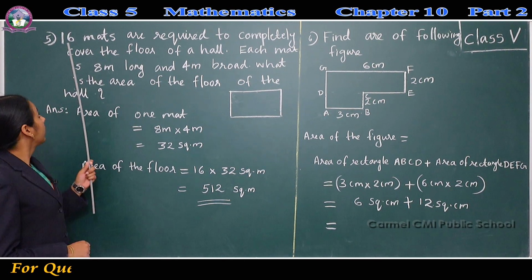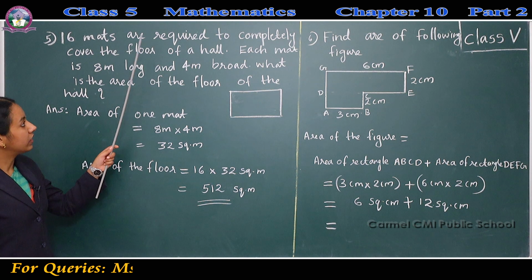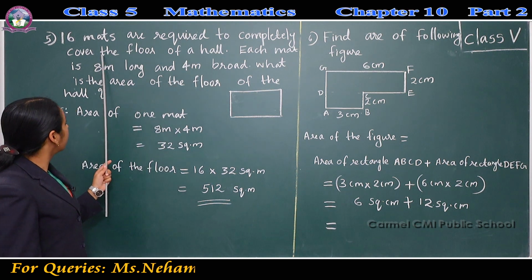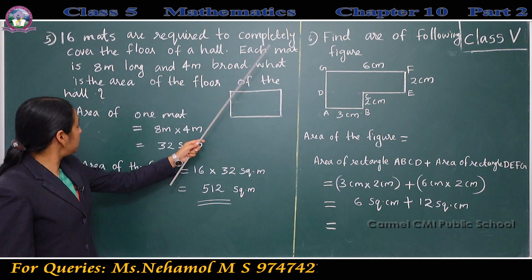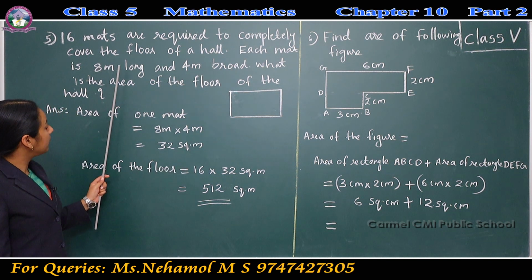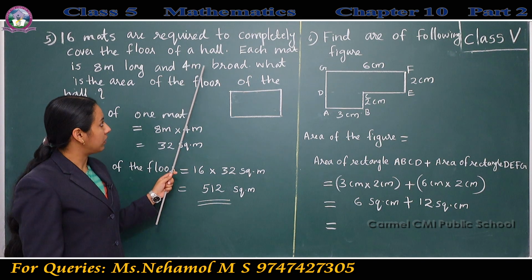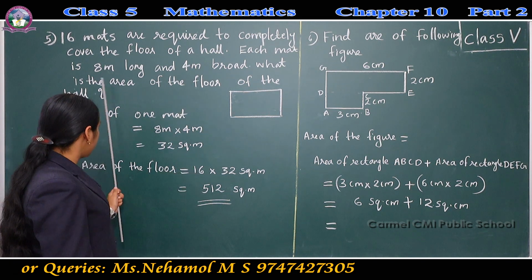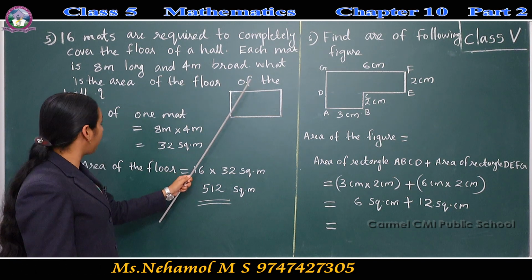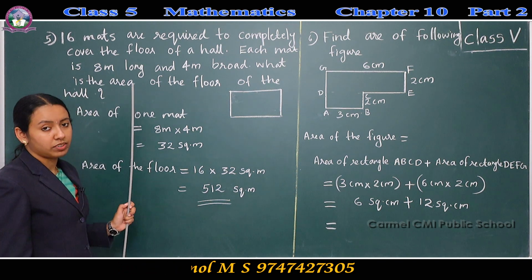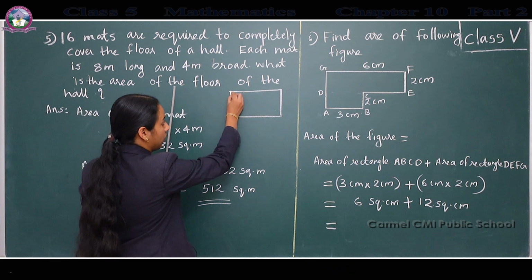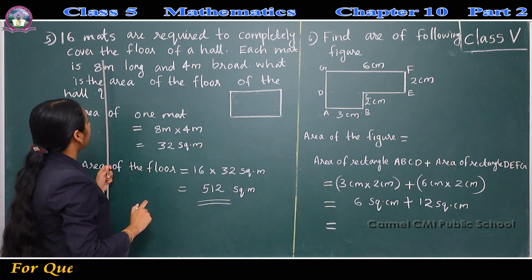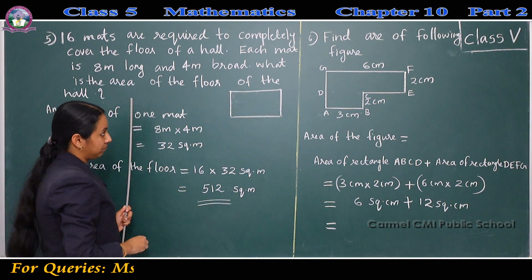Next question. 16 mats are required to completely cover the floor of a hall. Each mat is 8 meter long and 4 meter broad. What is the area of the floor of the hall? What is given? 16 mats are required to completely cover the floor of a hall.